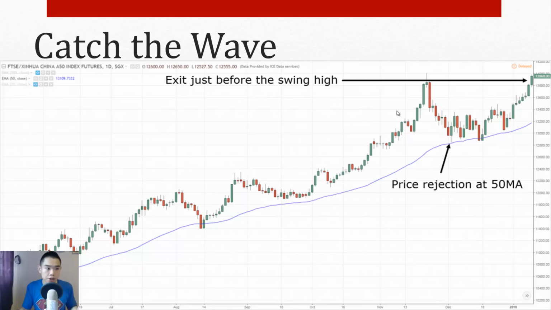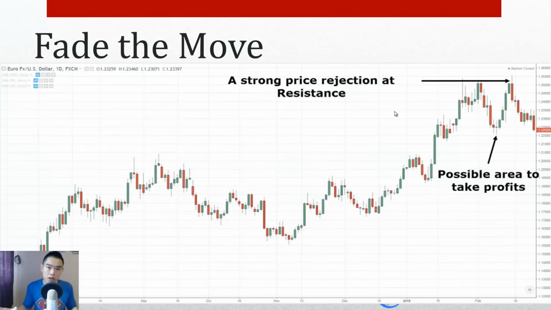Whereas this one over here, the fade the move, you don't want to overstay. You're trading against the trend. You want to get out when the market is starting to show signs of strength in the direction of the trend.